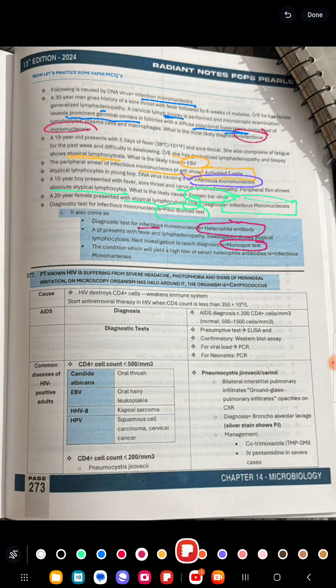Clear? The next condition which will yield a high titer of serum heterophile antibodies is infectious mononucleosis. Clear?